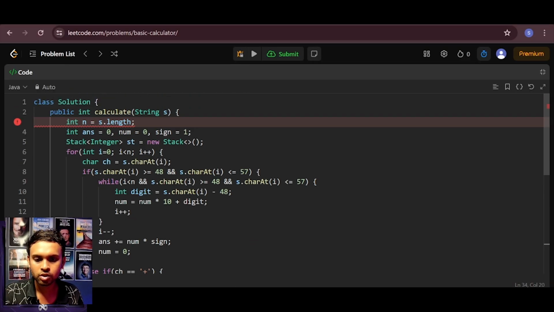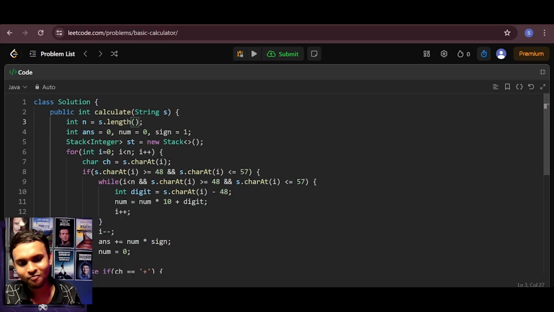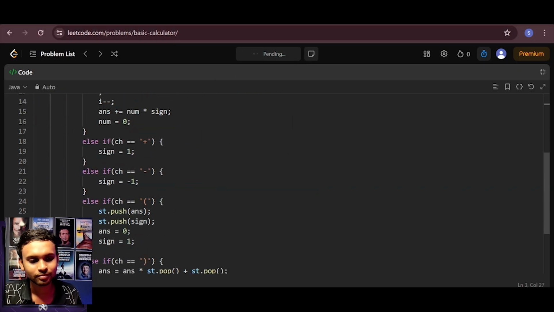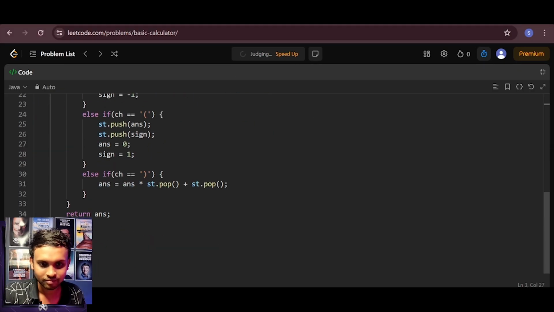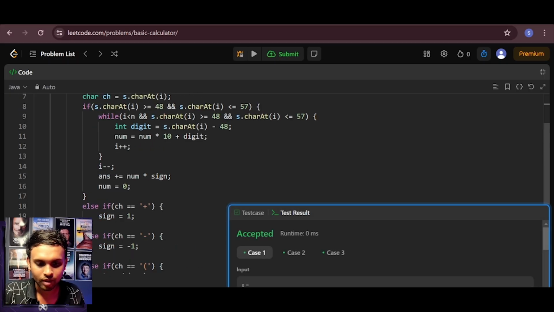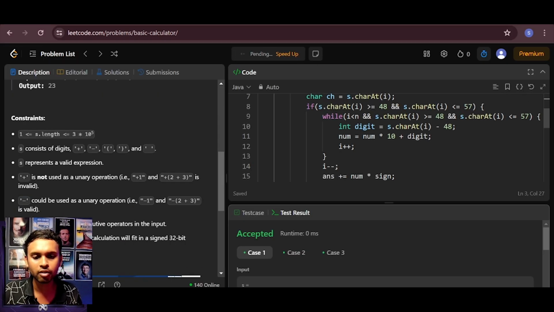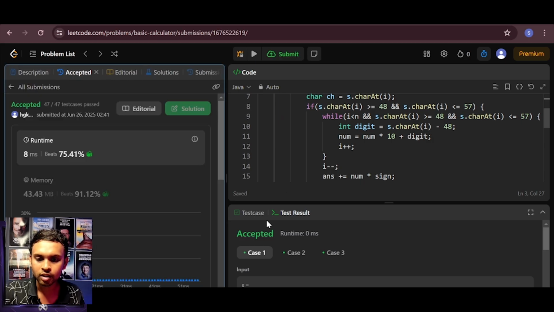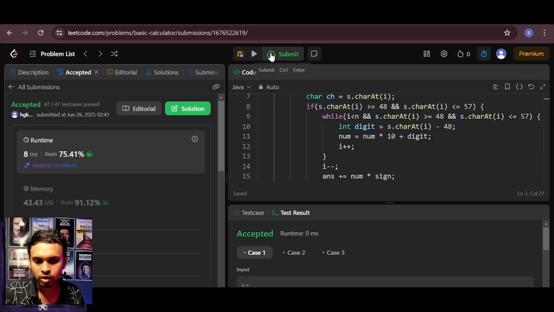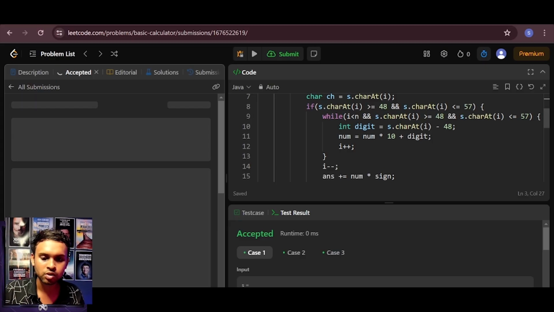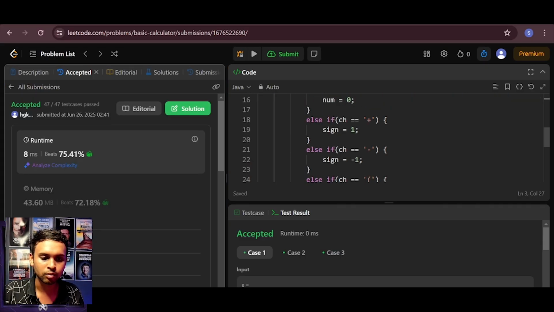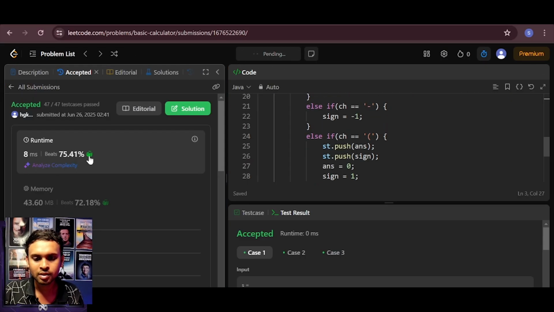Okay, with the brackets. Cool guys, accepted. And it will not beat 100% because there are some competitive coding approaches that are there, right? But yeah, it should beat around 90%, but this is the most logically fit solution, right? Sometimes it depends upon a lot of factors, guys.